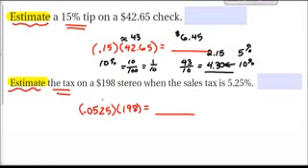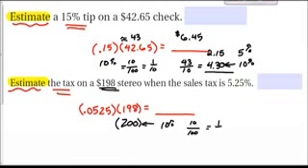Similar idea down here, I'm going to do some estimating. So I know that this is approximately $200, and I know that 5% is just half of 10%. So I'm going to start by doing 10%. Remember, that means 10 out of 100, or 1/10 of that amount. If I take 200 and divide it by 10, I will get $20. So that's 10%. That means that 5% is half of that, or $10. We want 5.25%, which means it's going to be a little bit more than $10.